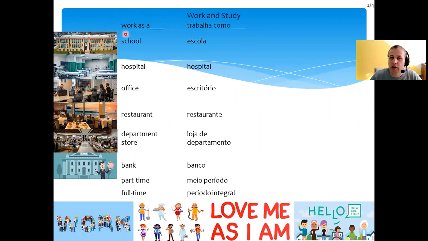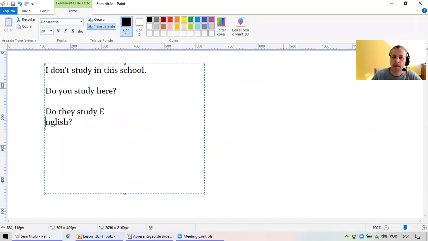Repeat, please. Work as a. John works as a teacher. What is it? John trabalha como um professor. How can you say, guys? Como que você pode falar? Eu não trabalho como um professor. Voltando um pouquinho no que a gente viu ali. I don't work as a teacher. Eu não trabalho como um professor.